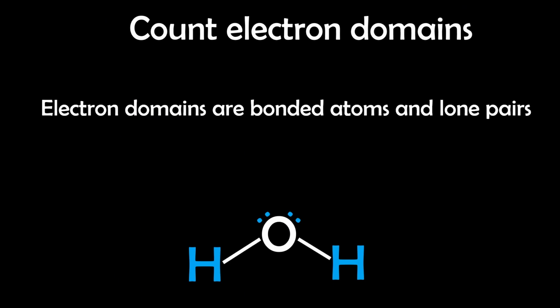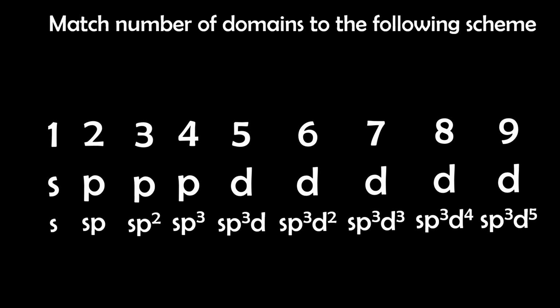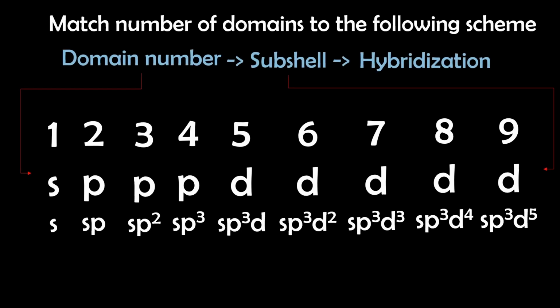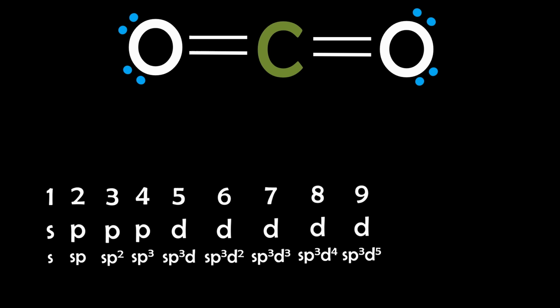In my last video, I shared an easy way to determine hybridization. Count the electron domains, again that's the bonded atoms and lone pairs, around the central atom, then match them to the orbital types in this order: S, P, P, P, D, D, D, D, D. So here's the breakdown. For 2 electron domains, we have sp hybridization. For 3 electron domains, we have sp2. For 4, we have sp3. For 5, we have sp3d, and so on. So let's go through some examples.